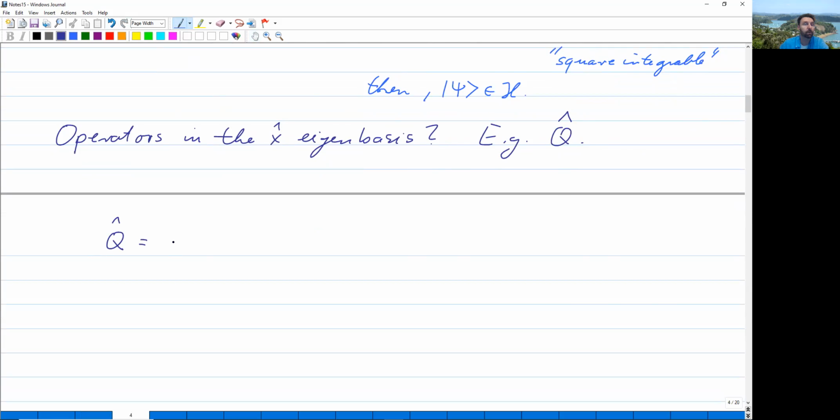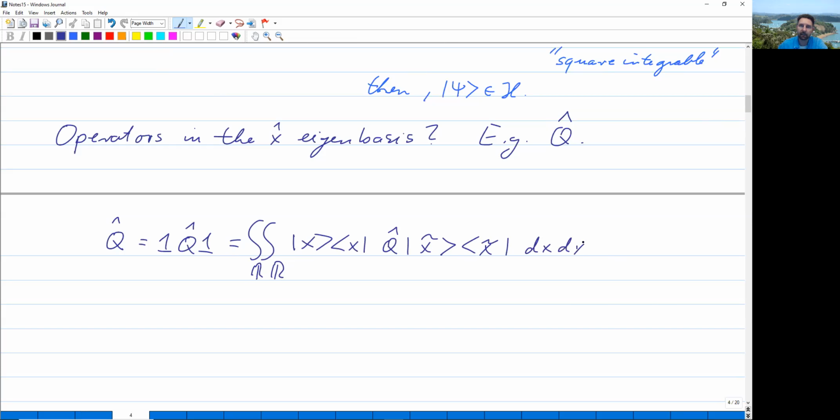Usual trick, put resolutions of the identity. For operators, we need two of them because the operator has, so to speak, two sides. So we write this as 1 q hat 1, and we use the resolution of the identity in the position representation. I'm sure you see where this is going. So we have here <x|, q hat, and then another resolution of the identity. Let's call these the x tilde vectors, and then we have dx dx tilde.